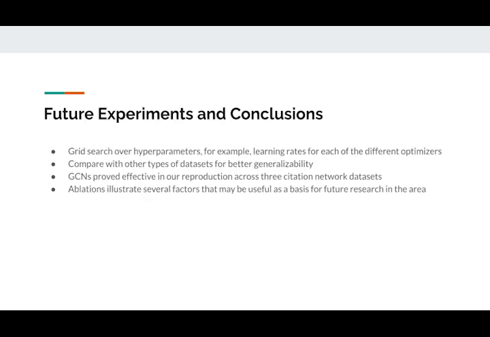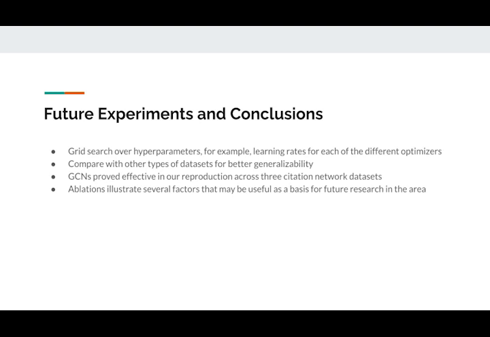In terms of future steps, we want to expand the types of datasets used in experiments beyond just citation networks to further generalize the methodology and see how it applies across other areas in graph structures. We want to perform more extensive hyperparameter tuning, such as learning rate, activation functions, and optimizers. And we believe something like a grid search could definitely help find ideal combinations for different datasets.